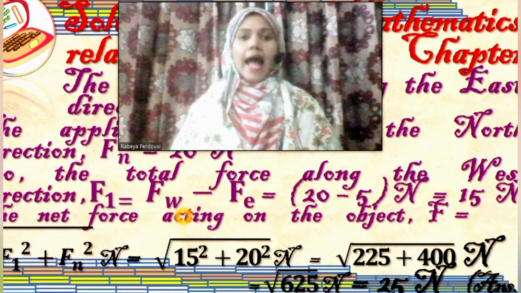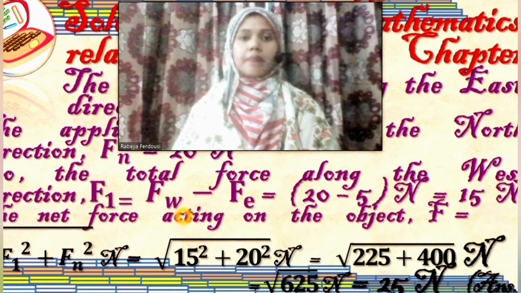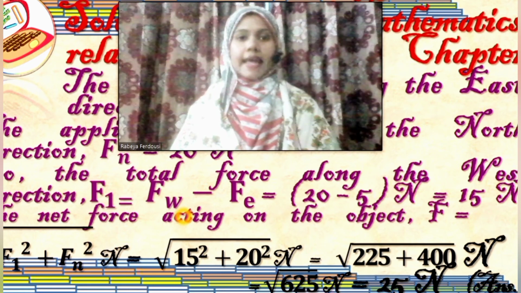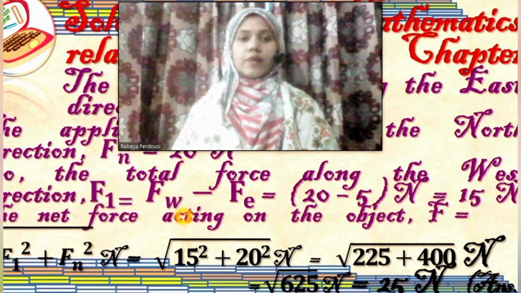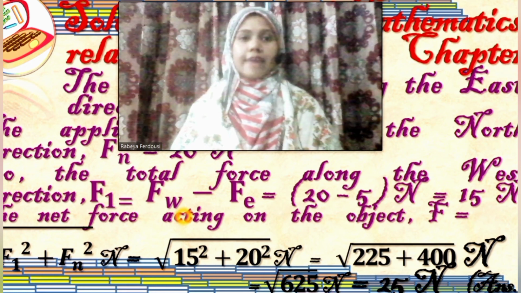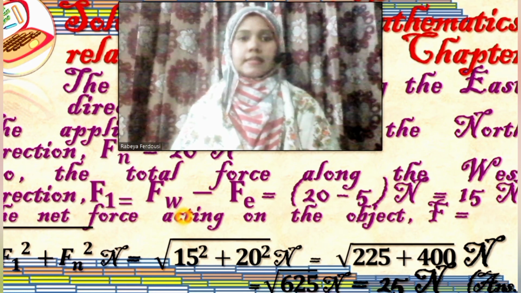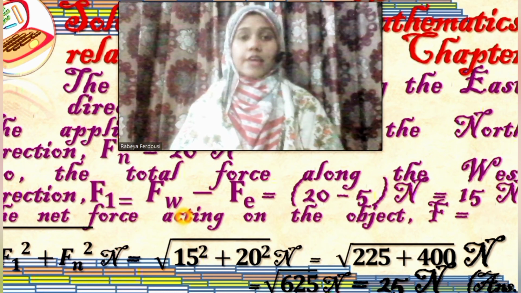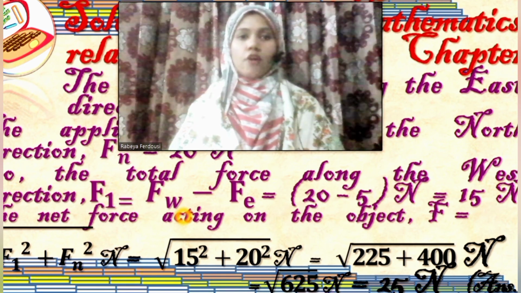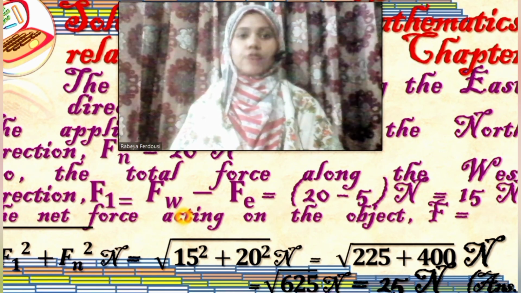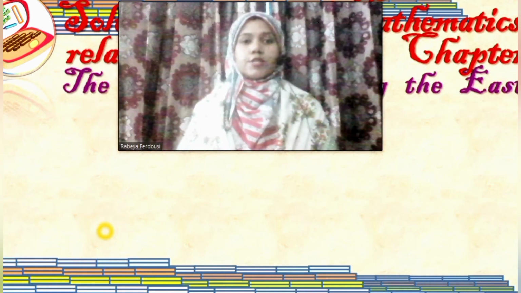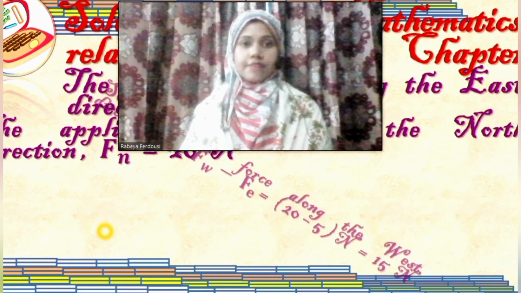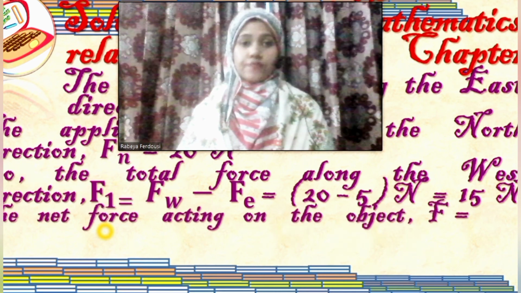After that, we will be able to determine the net force that is acting on the above figure. This force will be capital F, and capital F equals root of F1 square plus Fn square, equals root of 15 square plus 20 square, equals root of 225 plus 400, equals root of 625, that is 25 Newton. So the magnitude of the net force that is acting on the given figure will be 25 Newton.